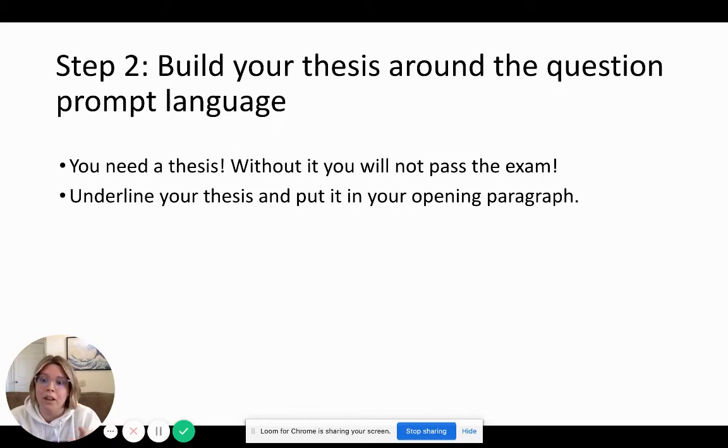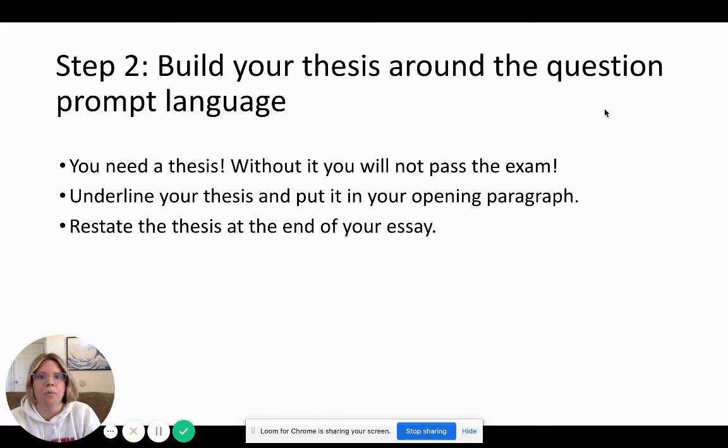I'm going to recommend underlining for you to remind yourself what your thesis is, to keep yourself honest and accountable, but also for your reader, it helps them. And we always want to try to make the reader's job easier because that just makes them happier when they're grading our essay. Restate the thesis at the end of your essay. I just think it's a good idea. You don't have to do this, but I just recommend it. Again, it's just going to keep your reminder, and it's a good way to end your essay.